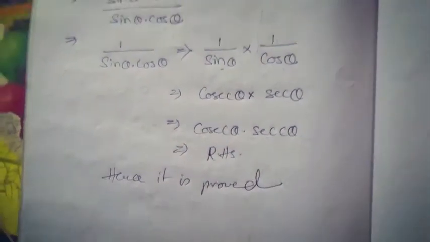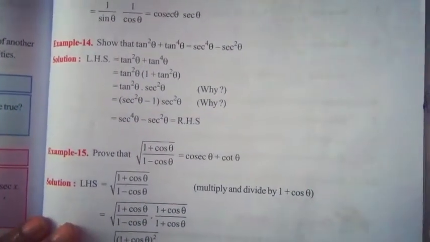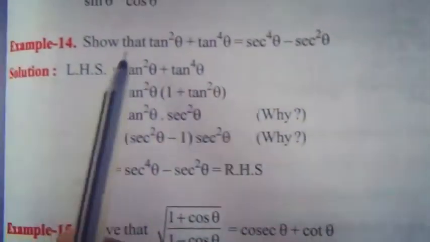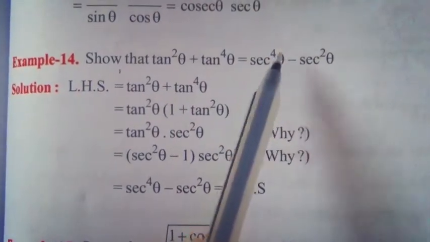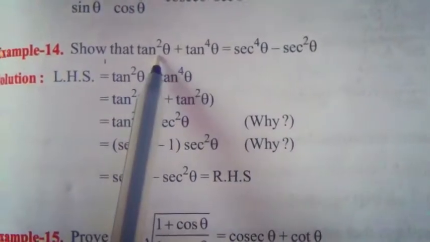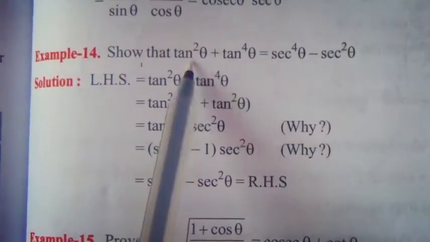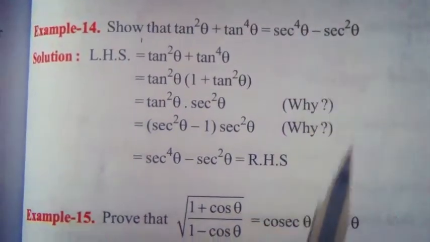Okay, so here is the sum of example 13. Now it is time to explain example 14. What is given? Look here. Show that tan square theta plus tan to the power of 4 theta is equal to secant to the power of 4 theta minus secant square theta. We have to prove that. So it is the LHS and this is the RHS. First of all, take this LHS. Then we have to prove this RHS.